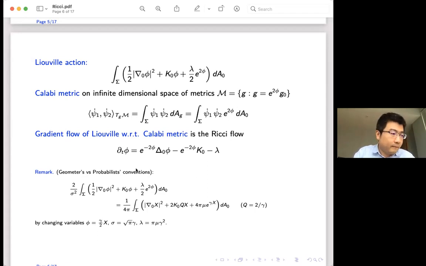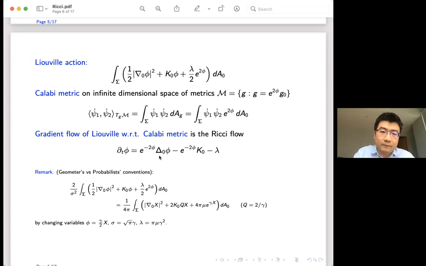Okay, the Ricci flow is actually related to Liouville in the sense that the gradient flow of this Liouville action with respect to the Calabi metric is just the Ricci flow. You can check this, right? So you see, if you take the gradient of this with respect to the Calabi metric, then you get this term. This means if you take any tangent vector, then the scalar product of this with that tangent vector is equal to the directional derivative of this term in the direction of that tangent vector, right?